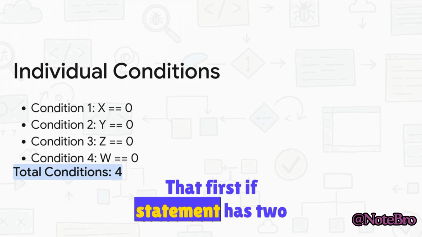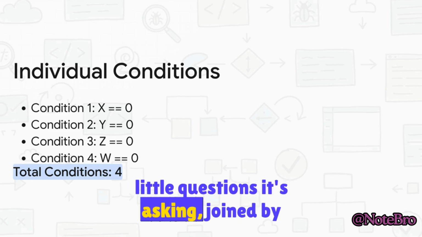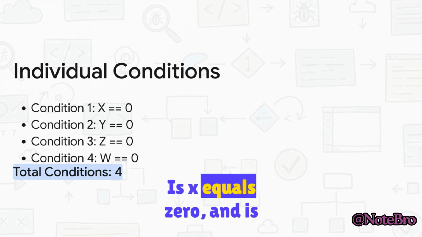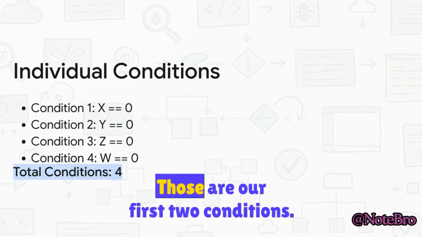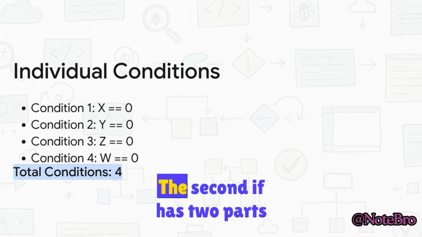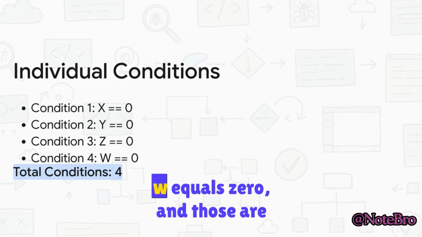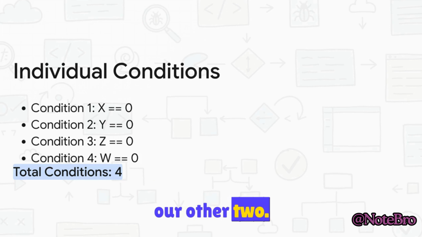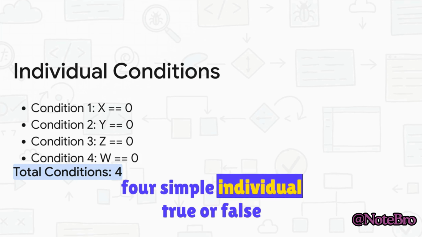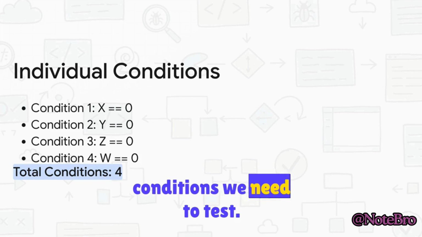That first if statement has two little questions it's asking, joined by an or. Is x equals 0? Or is y equals 0? Those are our first two conditions. The second if has two parts joined by an and. Is z equals 0? And is w equals 0? And those are our other two. So all in all, we have 4 simple individual true or false conditions we need to test.